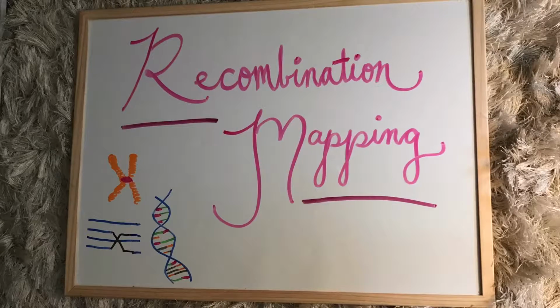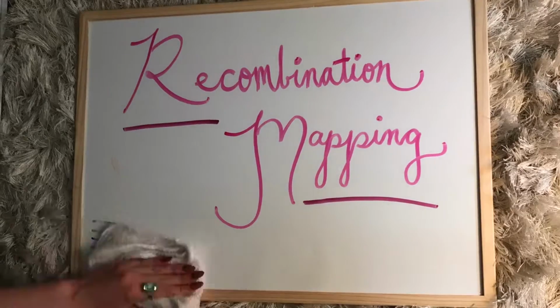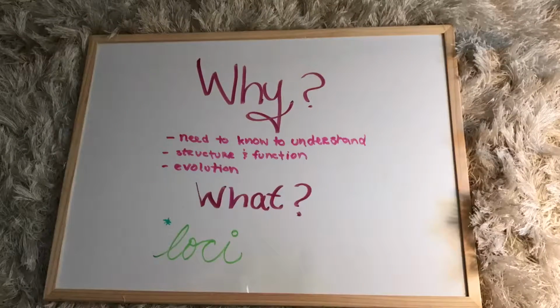Recombination mapping is locating the certain loci of genes on a chromosome. But why is that important? Well, the more we understand about chromosomes, the more we can understand about their structure and function and evolutionary predecessors. Now, what's a loci? Well, that's the exact spot on a chromosome where a gene is located. And with that out of the way, let's get on to the steps of recombination mapping.